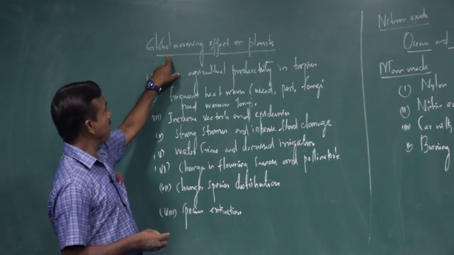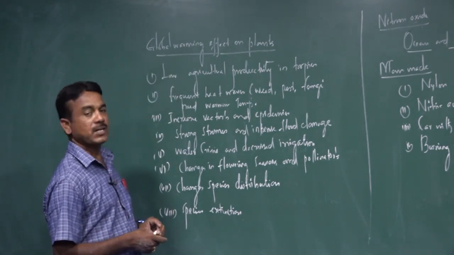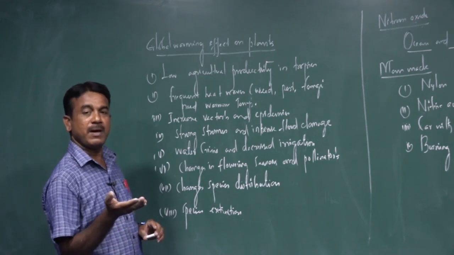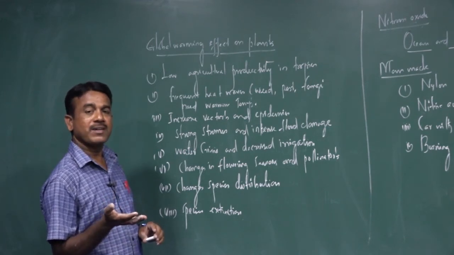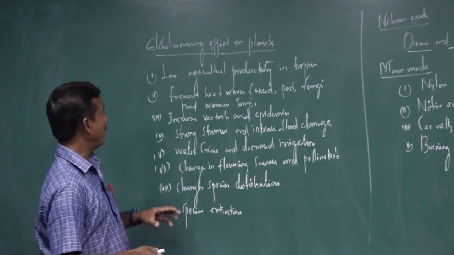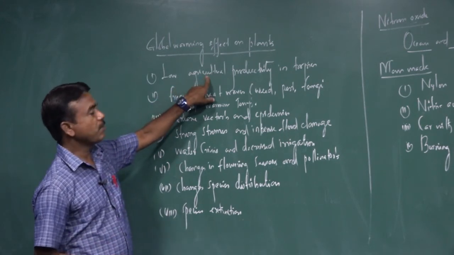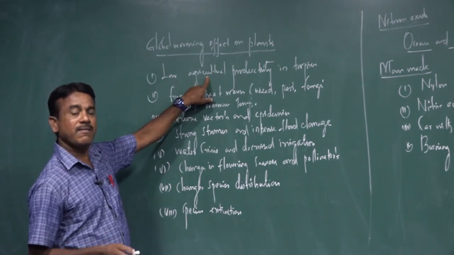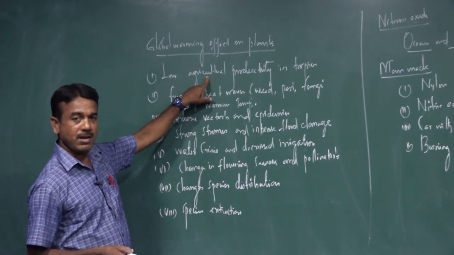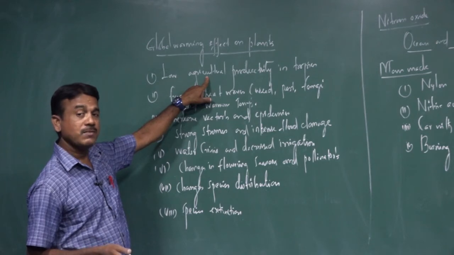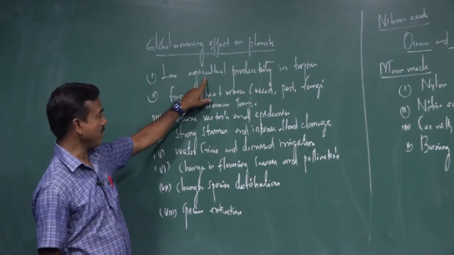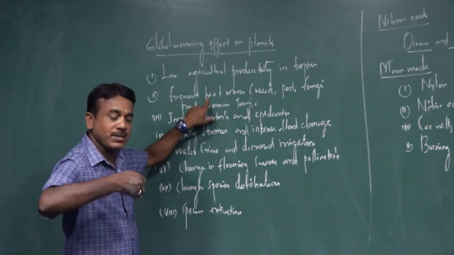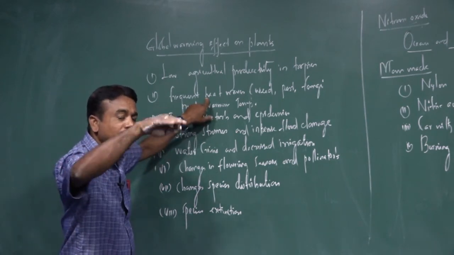The next one we are going to discuss is the global warming effect on plants. If the temperature rises, what are the effects on plants? First of all, low agriculture productivity in the tropics. The tropical region is generally cultivated for agricultural production. That productivity is going to go down. That's the first effect.